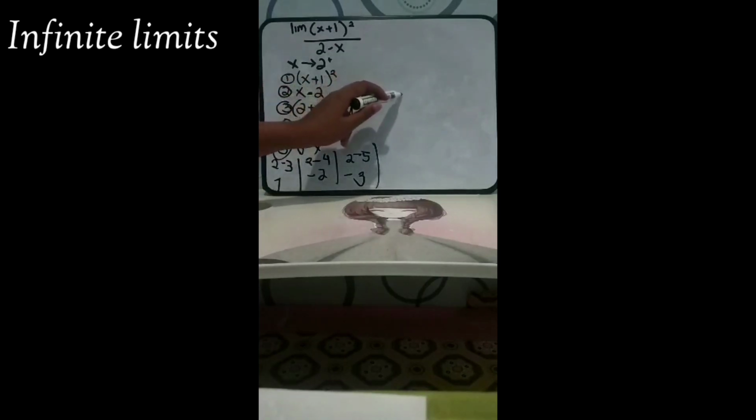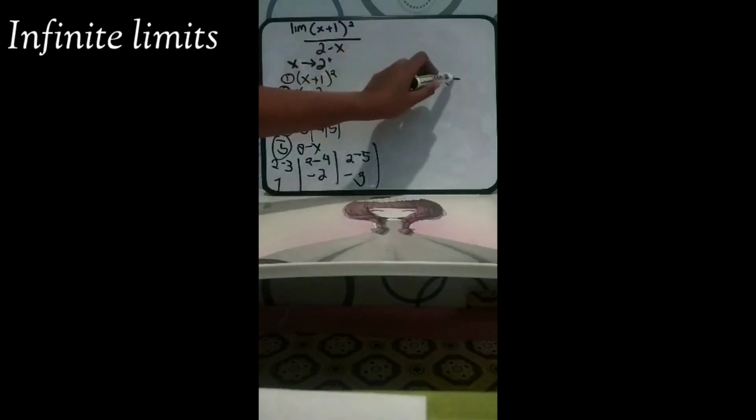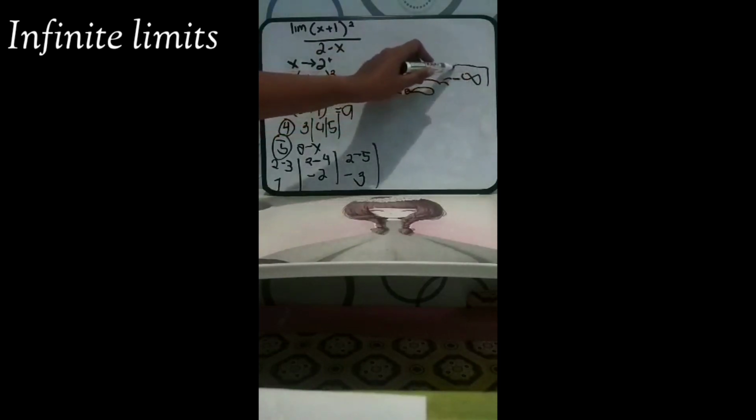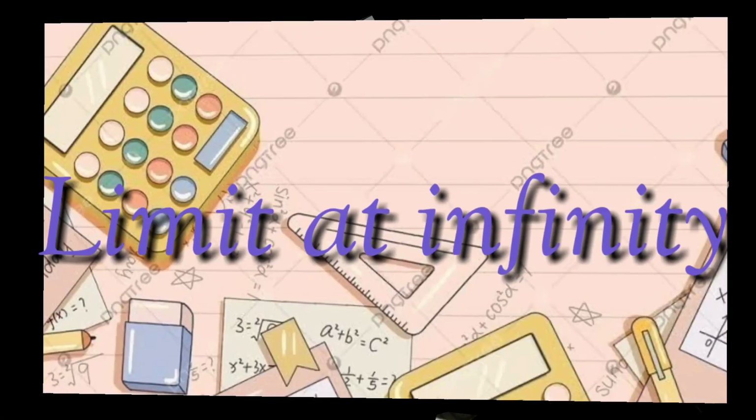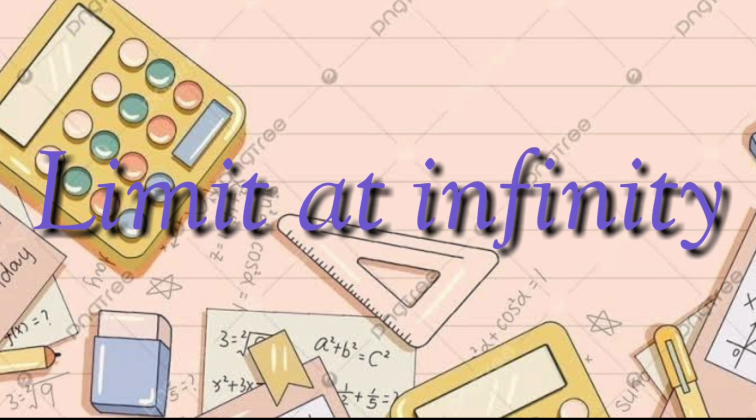So, we conclude na 9 over negative infinite is equal to negative infinite because positive times negative is negative. Tapos na tayo sa piecewise function, limits of piecewise function, infinite limits. Let's move on to our limit at infinity.